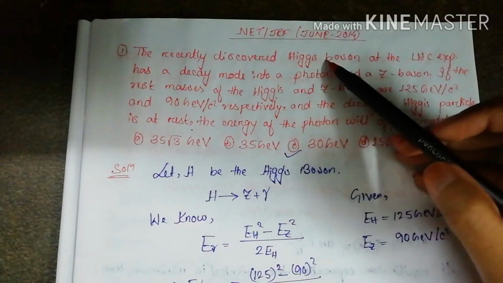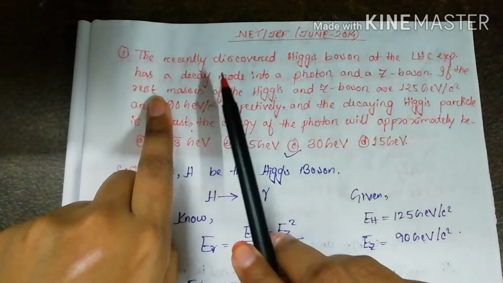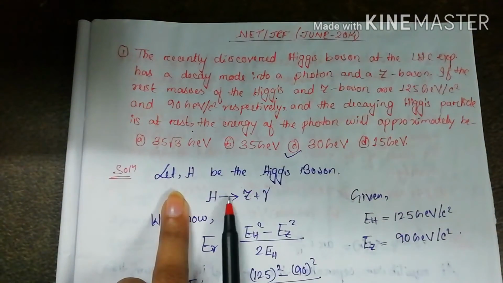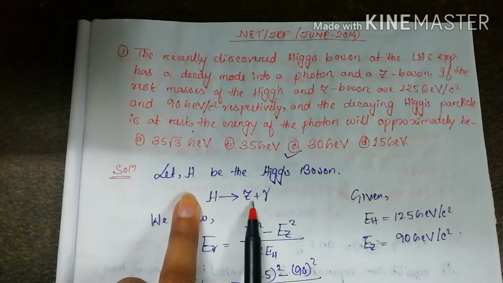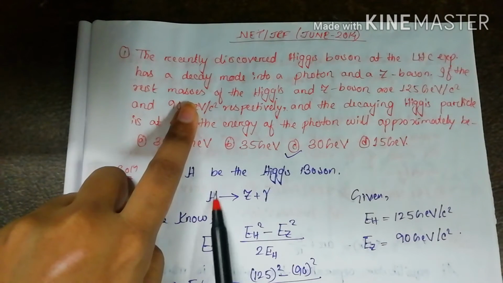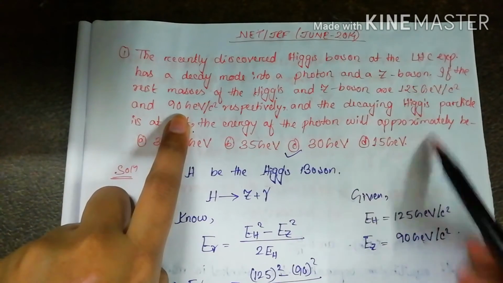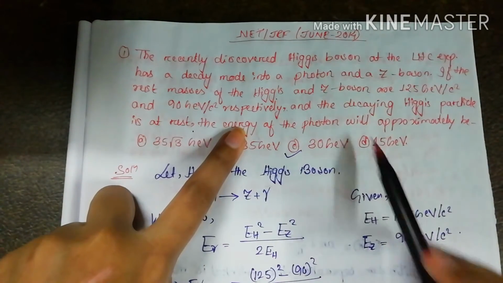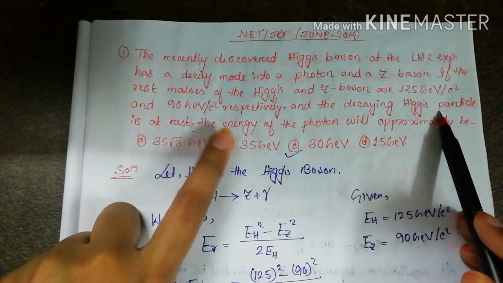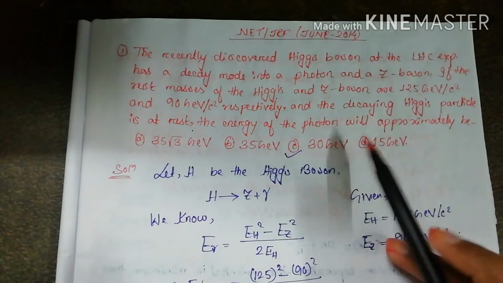So the next question is from June 2014, and it is said here that the recently discovered Higgs boson at the LHC experiment is decaying into a photon and a Z boson. Means we are considering H to be the Higgs boson here, and the Higgs boson is decaying into what? A Z boson and a photon, and the rest masses of the Higgs boson, that is of this H and this Z boson, are given as 125 and 90. So these are the given terms, and the decaying Higgs particle is at rest, and the energy of the photon will be approximately what? So we are asked to find the energy in this particular case.